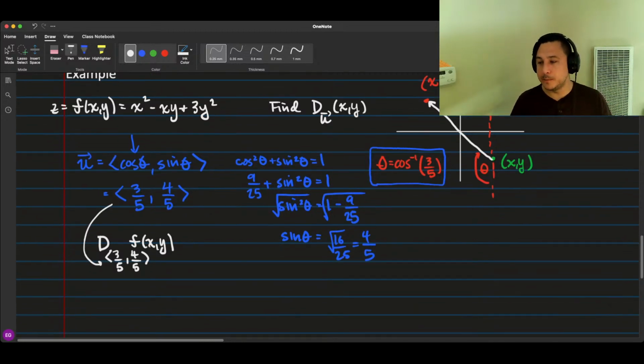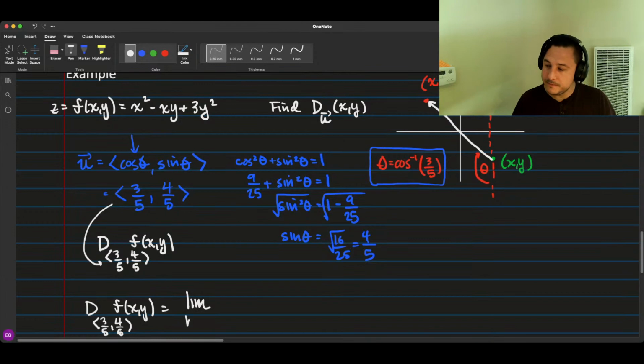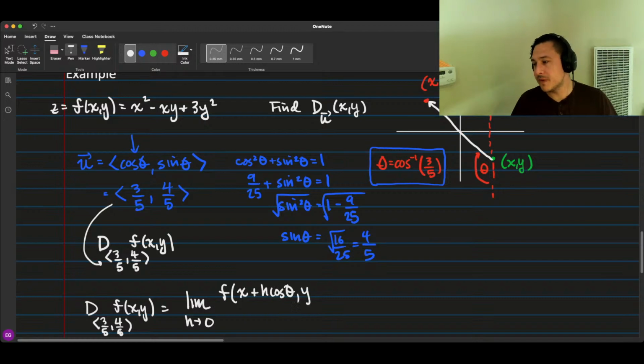And now we can start calculating it. So this directional derivative in the direction 3/5, comma 4/5 of f of x comma y is going to be equal to the limit as h goes to 0 of, okay, so we're going to have f of x plus, like what I wrote earlier, h cosine theta, comma, y plus h sine theta, minus f of x comma y, all over h.